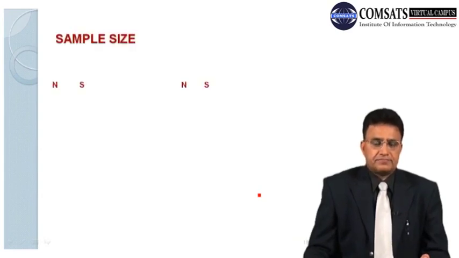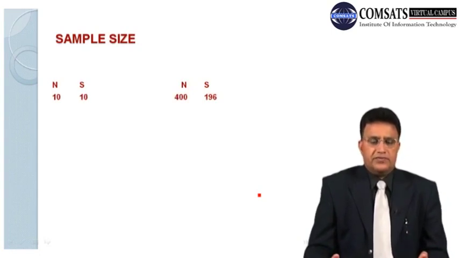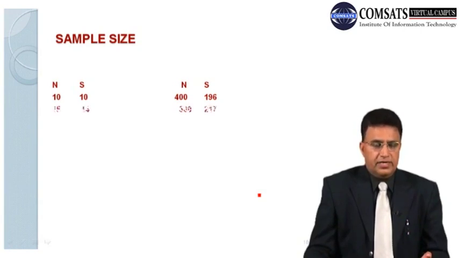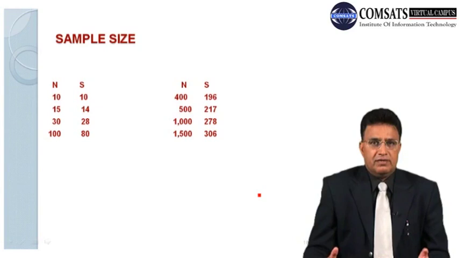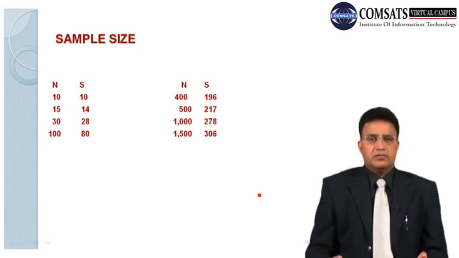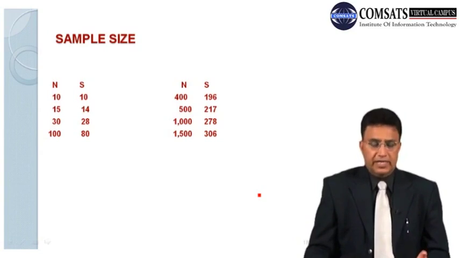Sample size. There's an example. If your population, total number, that is capital N, is 10, your sample would be 10. If it is 15, the sample should be 14. If the total number is 30, the sample should be 28. If the population is 100, the sample would be 80. And if it is 200, the sample would be 132.